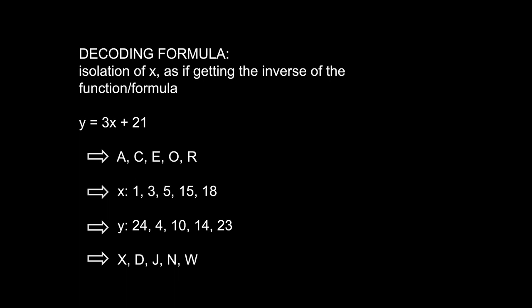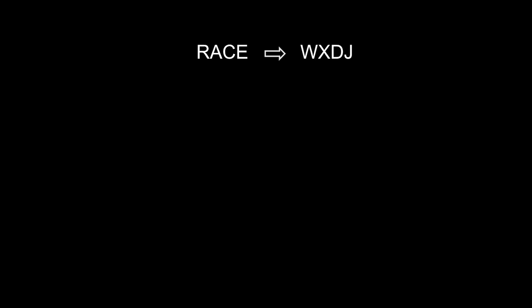And that would correspond to the letter D. Okay? So every time we want to write the word using the letter C, it will now be replaced with the letter D. So you can do the same for all the other letters. For example, if you want to write the word RACE encoded using the encoding formula y equals 3x plus 21, you will end up writing in secret RACE using the letters W, X, D, and J.